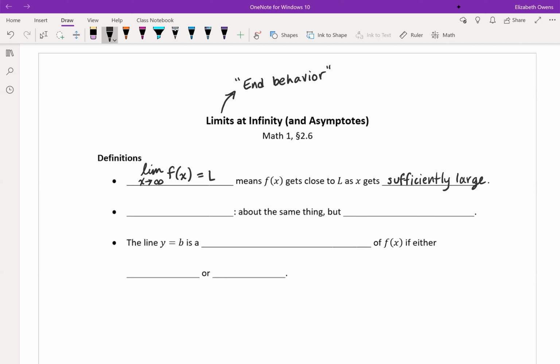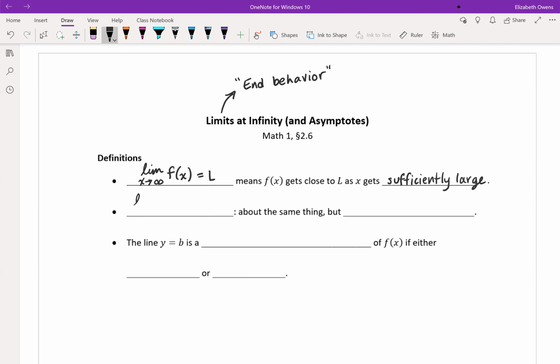The more precise definitions for these, we won't really look at here in section 2.6. We don't talk about those precise definitions until we get to section 2.3. Remember, that's the one that we've skipped over, and we're going to cover that next time, actually, in the next section. So we don't really have more precise language at this point. Okay, so f of x gets close to some constant L as x gets sufficiently large.